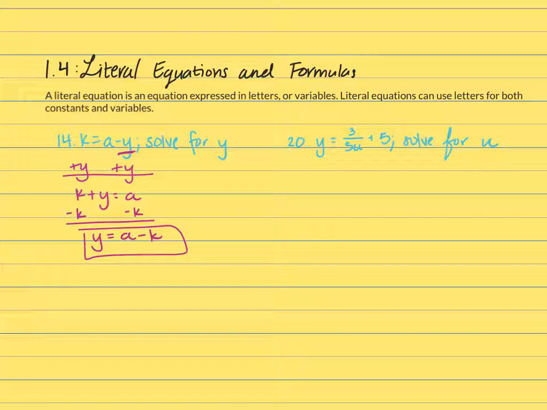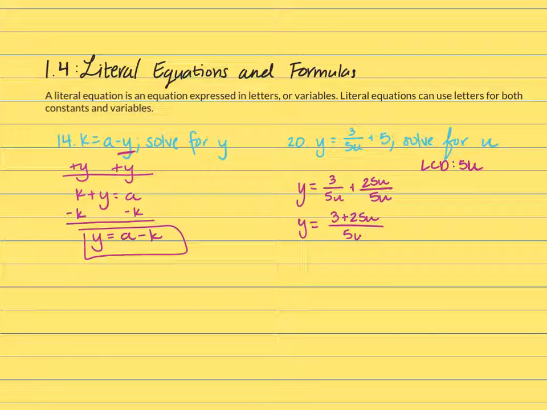In 20, we're given the literal equation y equals 3 over 5u plus 5. Solve for u. So the first thing I'm going to do is get a common denominator, which is 5u. And I'm going to multiply 5u to the top and bottom of 5. So I get y equals 3 over 5u plus 25u over 5u. I'm going to combine the numerators of the fractions on the right. So I get y equals 3 plus 25u over 5u.